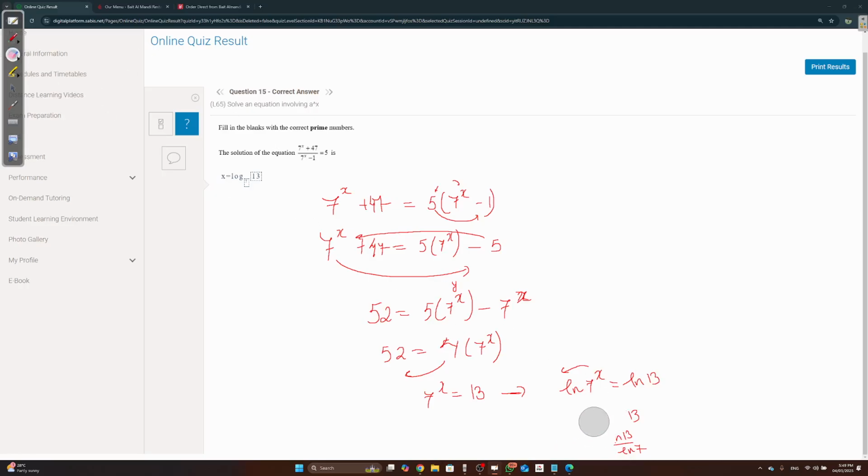But they want it in terms of log. Okay, so what do we have here? If you want to write it as a log, remember we have log base answer equals power. Obviously x is going to be the power, right? What's the base in this case? 7. What's the answer? 13. So this is how you get your answer. Log base 7 of 13. Remember BAP from last week?